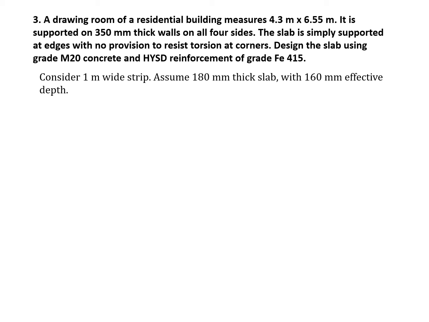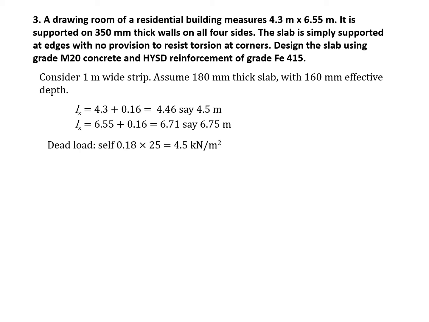So based on this, you have to choose the coefficients from the IS code. Now you consider a 180 mm thick slab. We'll give some guidelines later on how to choose the depth of the slab, but with 180 mm overall, 160 mm is the effective depth. As per that clause, you find out the effective span in Lx and Ly directions.